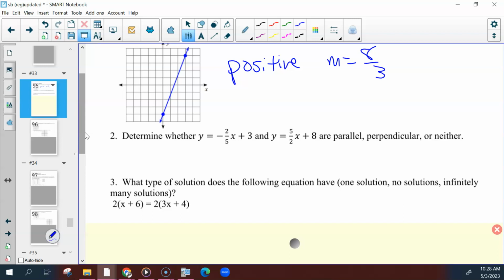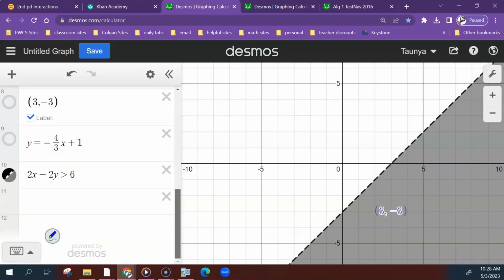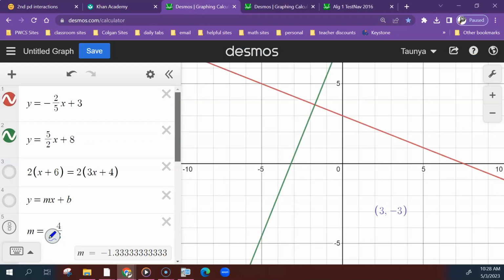If you know or remember what parallel and perpendicular slopes look like, you don't need Desmos. As a refresher, parallel slopes need to be exactly the same. These are not the same, so it can't be parallel. Perpendicular has to be negative reciprocals, so same numbers, but flip it. If it's negative, it has to be positive, and vice versa. So it is perpendicular. If you were looking at them on a graph, so if you put them into Desmos, they would also have to cross and make a T. They do that here. So that would also tell you it's perpendicular.